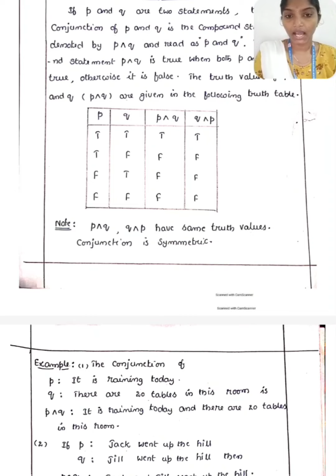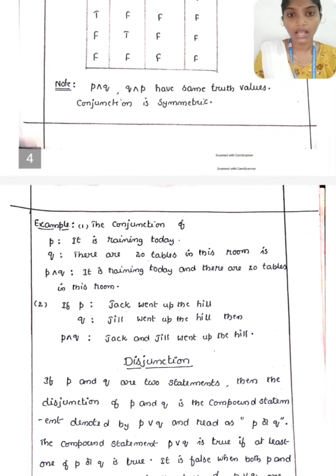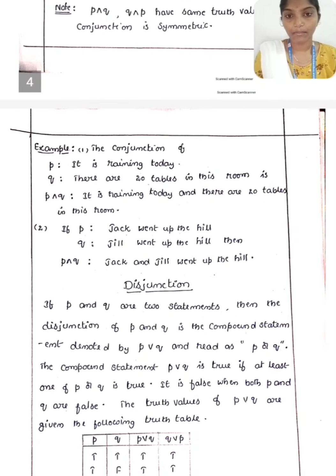Note: P and Q, and Q and P have the same truth values, so conjunction is symmetric. Next example, the conjunction of P, it is raining today, and Q, there are 20 tables in this room, is P and Q: it is raining today and there are 20 tables in this room.